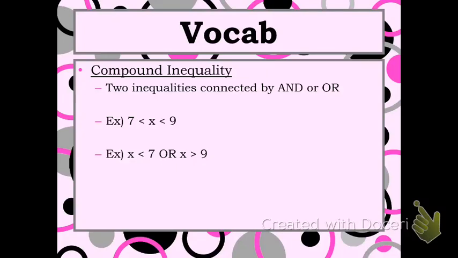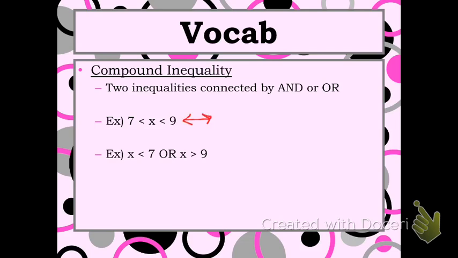Next, we're going to move on to compound inequalities, which just means that we're looking at two inequalities connected with the word and or the word or. Now this first example, 7 is less than x is less than 9. It doesn't really look like it contains the word and or the word or.